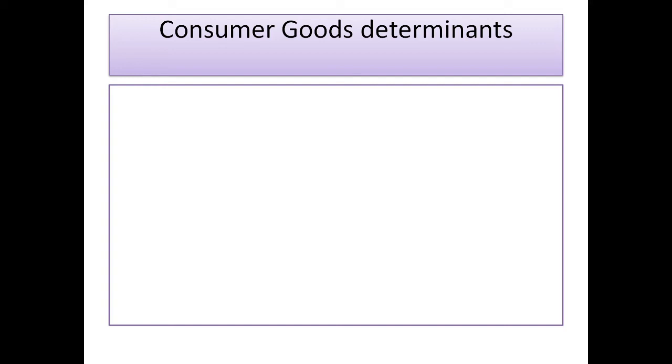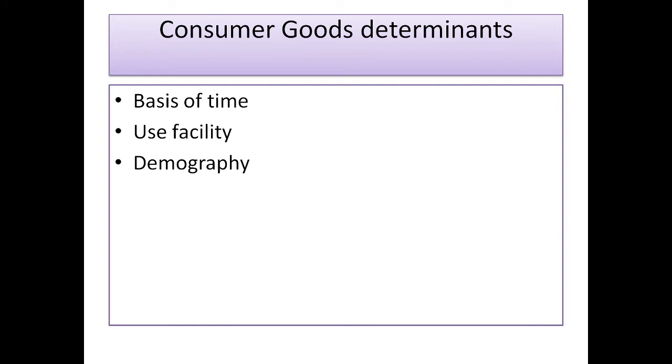It changes violently. The demand for consumer goods is determined by various factors. The consumer durables are demanded on the basis of time use, use facilities, for what purpose they are going to be used, and demography. They can be used over a period of time. Consumers take into account how long they can be used, whether they can be repaired, and that the purchase can be postponed. This is known as time use.